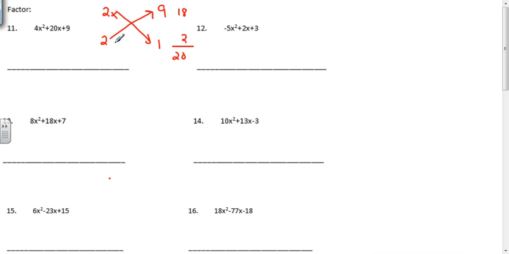So I put my x's in. That's a positive 9, that's a positive 1, go straight across. So it factors into 2x plus 9 times 2x plus 1.